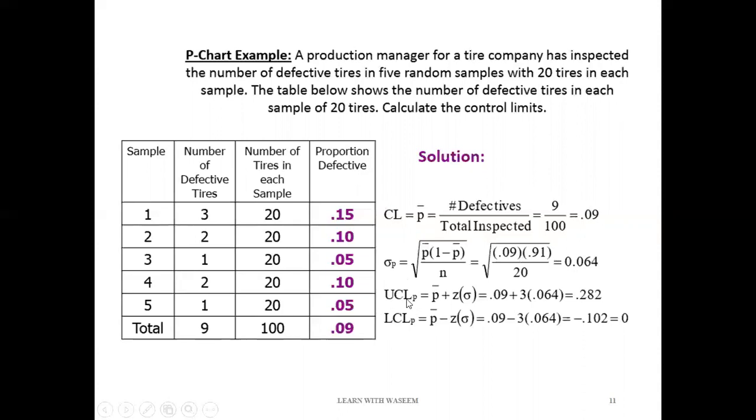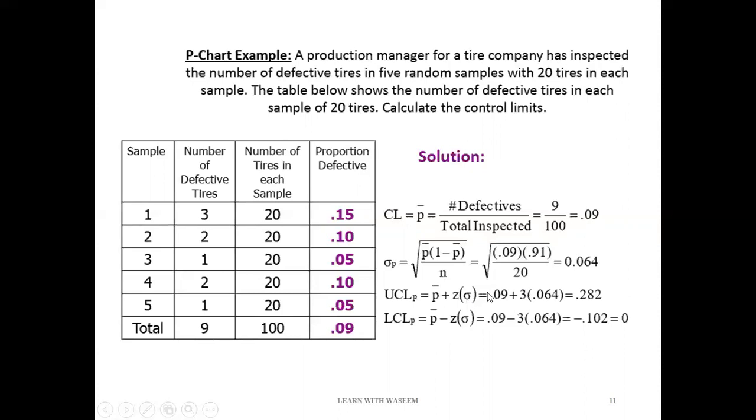Now it's time to find the upper control limit. The upper control limit is P bar plus Z into sigma. The value of Z is 3, and you can put the sigma value here as 0.064.